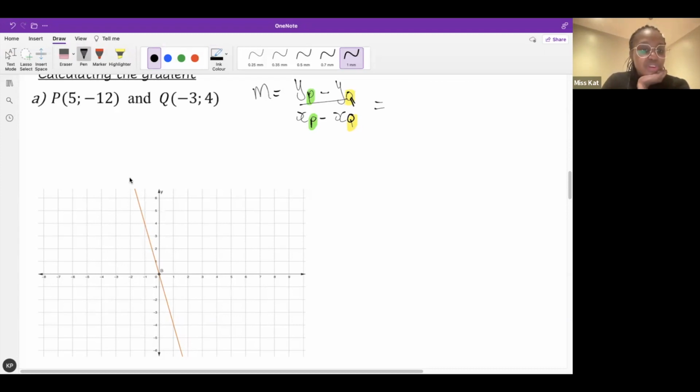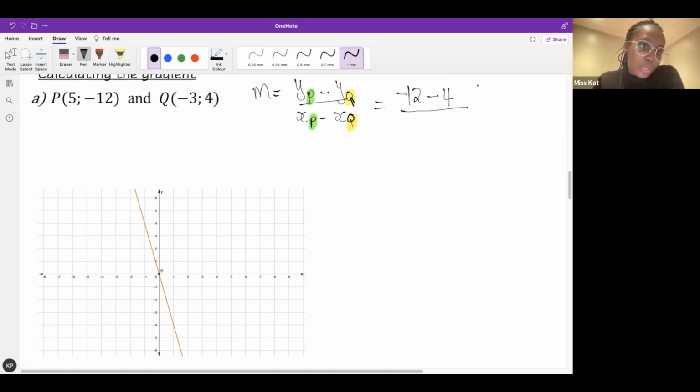The operations are very important, okay? They tell you direction. Are we going left or right? Are we going up or down? So what is the y coordinate for P? There we go. That will be negative 12. Minus, what is the y coordinate for Q? There we go. That would be 4.